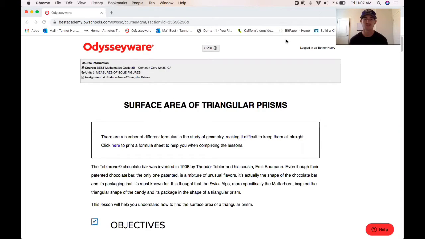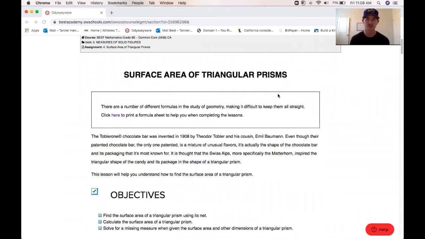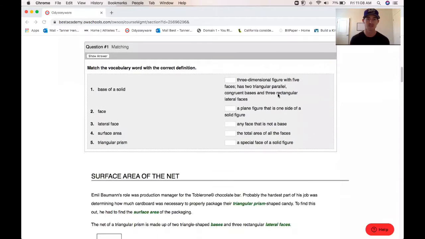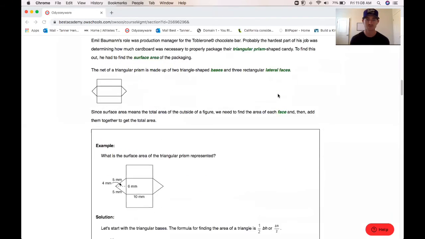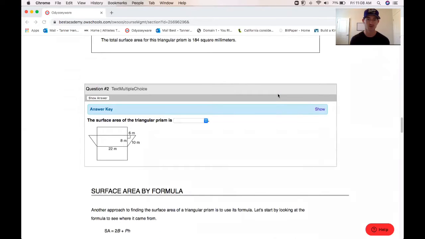Today we got surface area of triangular prisms, unit 3, assignment 4. So we just did surface area of rectangular prisms. A little different because we can't use the 1 through 6 trick. So we're gonna dive into question 1 right here.